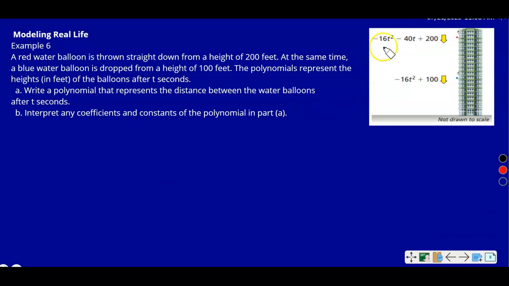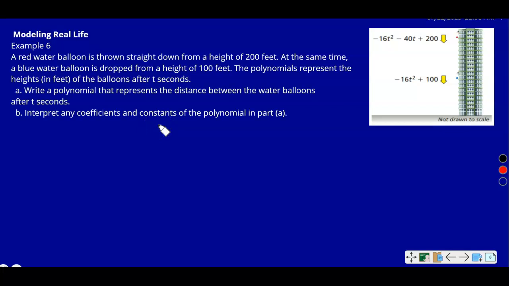Over here on the picture, you can see a very small picture, but there's a red balloon and there is a blue balloon. It says write a polynomial that represents the distance between the water balloons after t seconds. So the distance between them is what we want to find. And part B says interpret any coefficients and constants of the polynomial in part A.